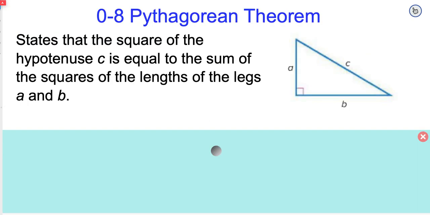Okay, so the last part of the lesson is Pythagorean's theorem. Okay, so Pythagorean's theorem states that the square of the hypotenuse C is equal to the sum of the squares of the lengths of the legs A and B. All right, this is what we all know and remember. A squared plus B squared equals C squared. Okay, the trick is using that correctly.